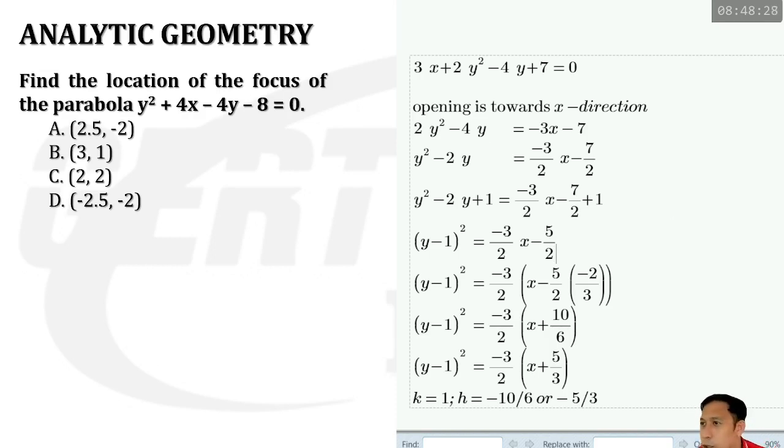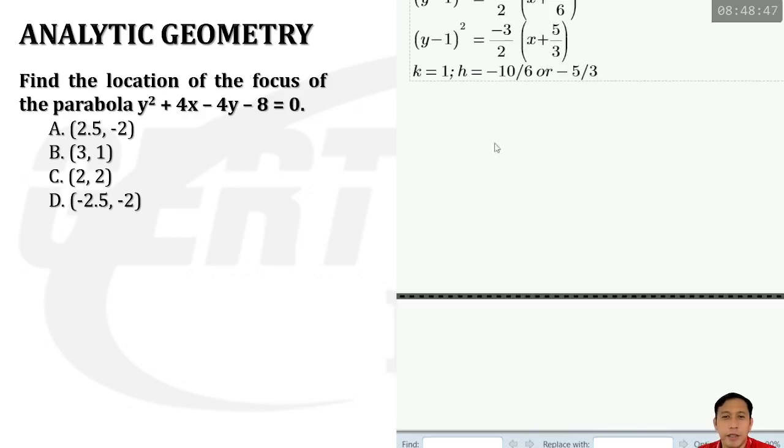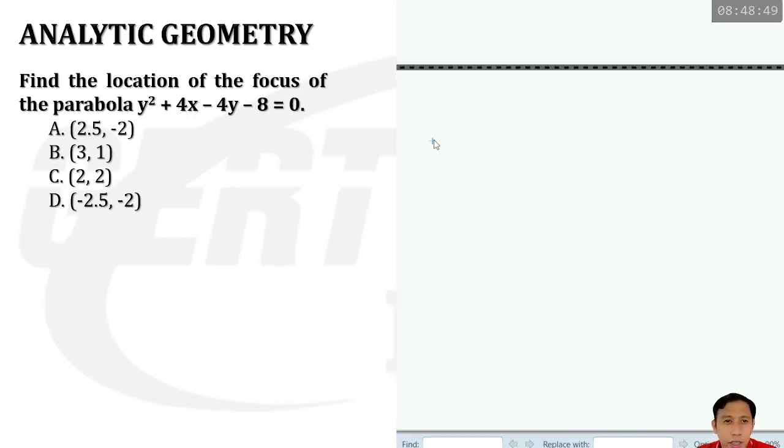Sige na, nag-try kayo dyan. Nanonood pa ba kayo? Ilan yung nanonood ngayon? 156. 156 lang. Letter C. Are you sure?